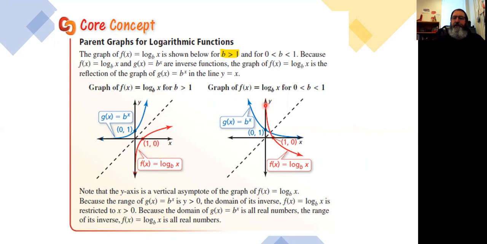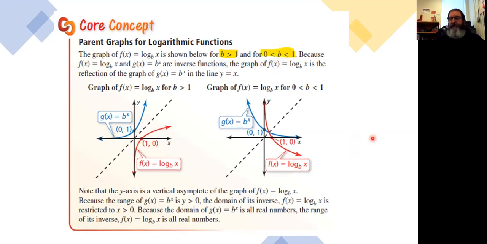Now, on the other side, what happens if b is not greater than 1? Remember that b has to be a positive number and it can't equal 1. So the options are either it's bigger than 1 or it's between 0 and 1. Well, what happens when it is between 0 and 1? When it's between 0 and 1, then we get this graph right here, the one in red, the log base b of x.